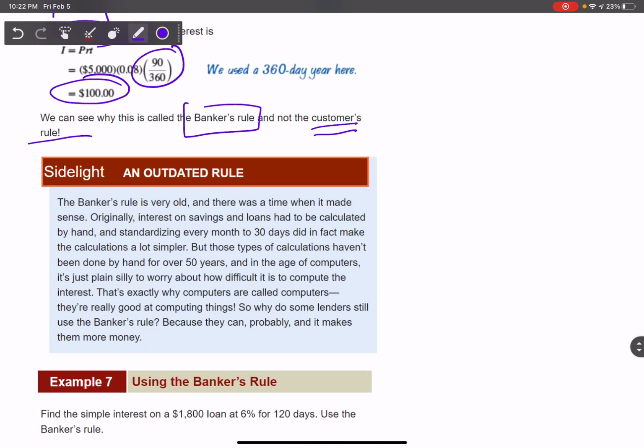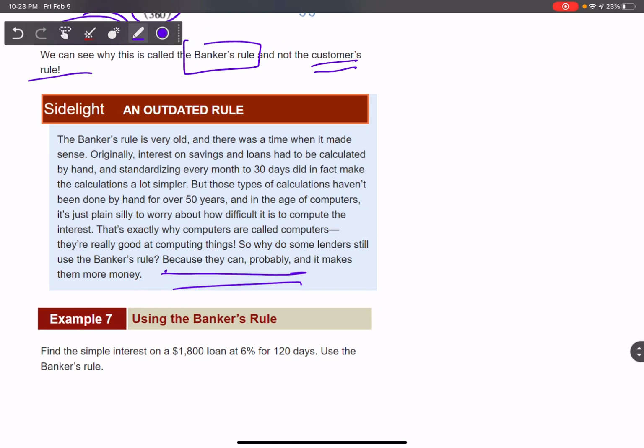Okay, so the banker's rule is very old, and there was a time when it made sense. Originally, interest on savings and loans had to be calculated by hand, and therefore it was easier to calculate. But those types of calculations haven't been done by hand for over 50 years. And in the age of computers, it's just plain silly to worry about how difficult it is to compute interest. So why do some lenders still use the banker's rule? Because they can, probably, and it makes them more money. So although it's an old rule, some banks still use it. I can't really speak on that personally, but just know that it's called the banker's rule for a reason.